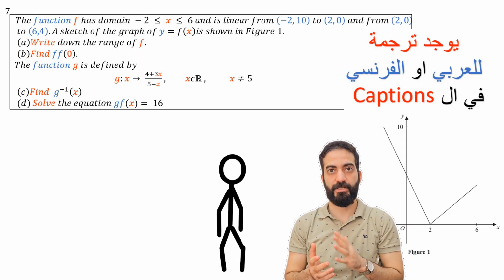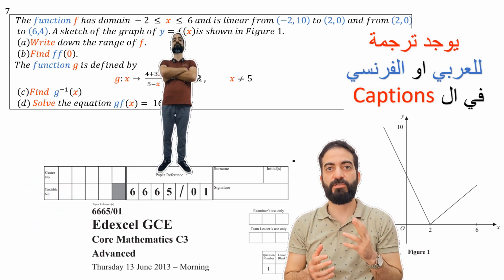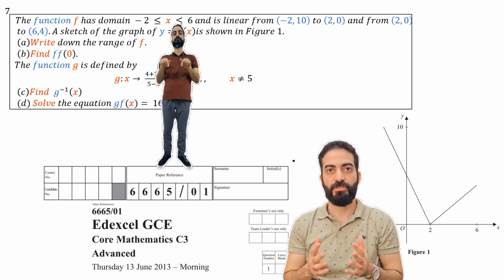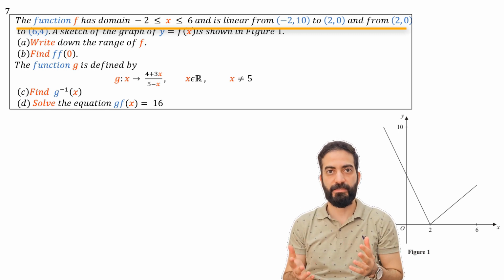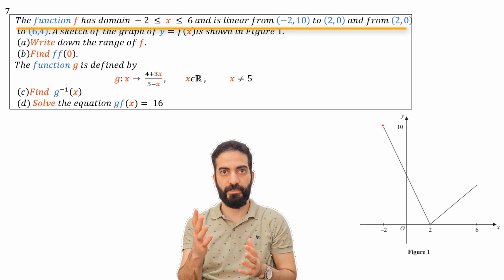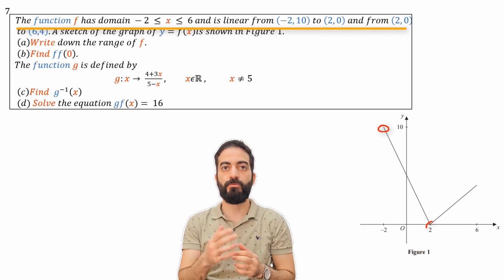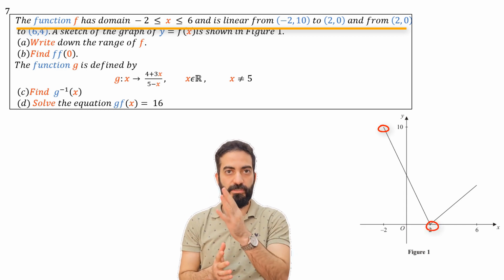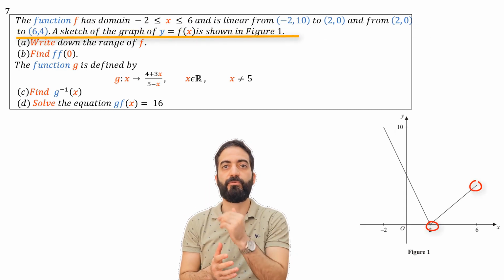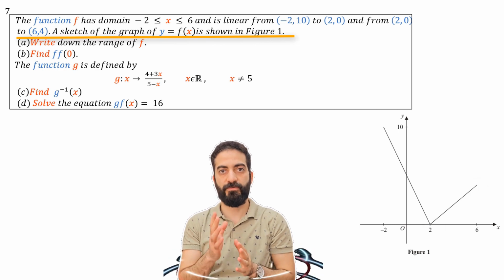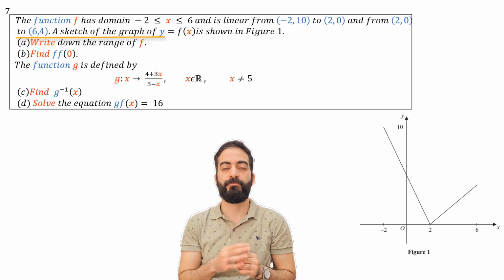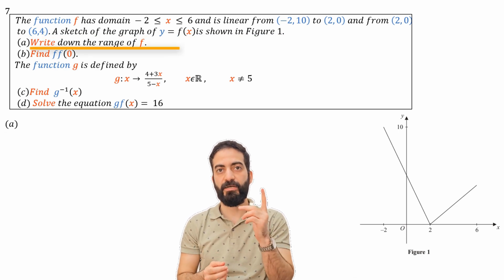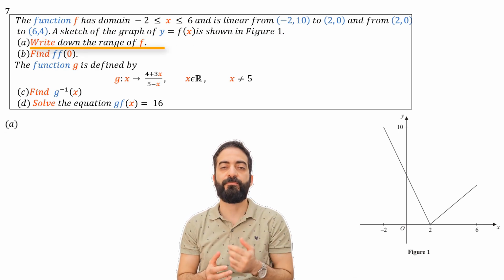Hello everyone, we will start by solving question 7 of the Edexcel GCE 2013 exam. The function f has domain x between minus 2 and 6 and is linear from (minus 2, 10) to (2, 0) and from (2, 0) to (6, 4). A sketch of the graph of y equals f(x) is shown in figure 1. Part A, write down the range of f.